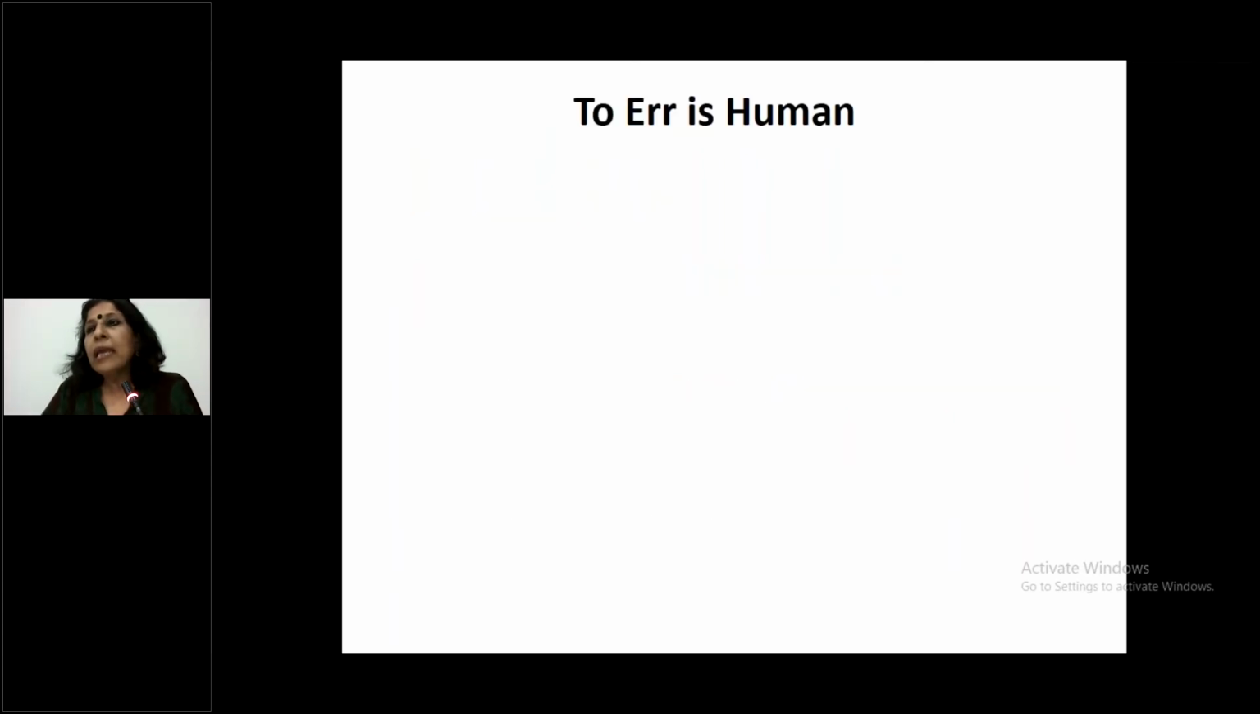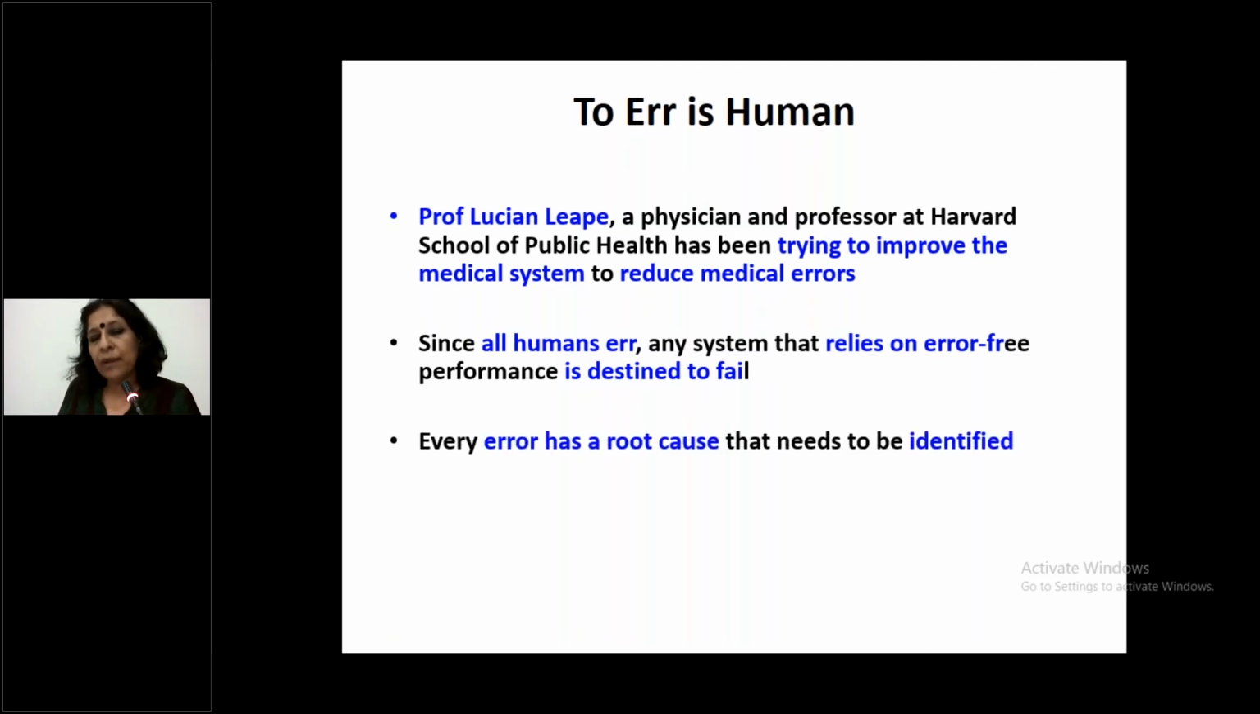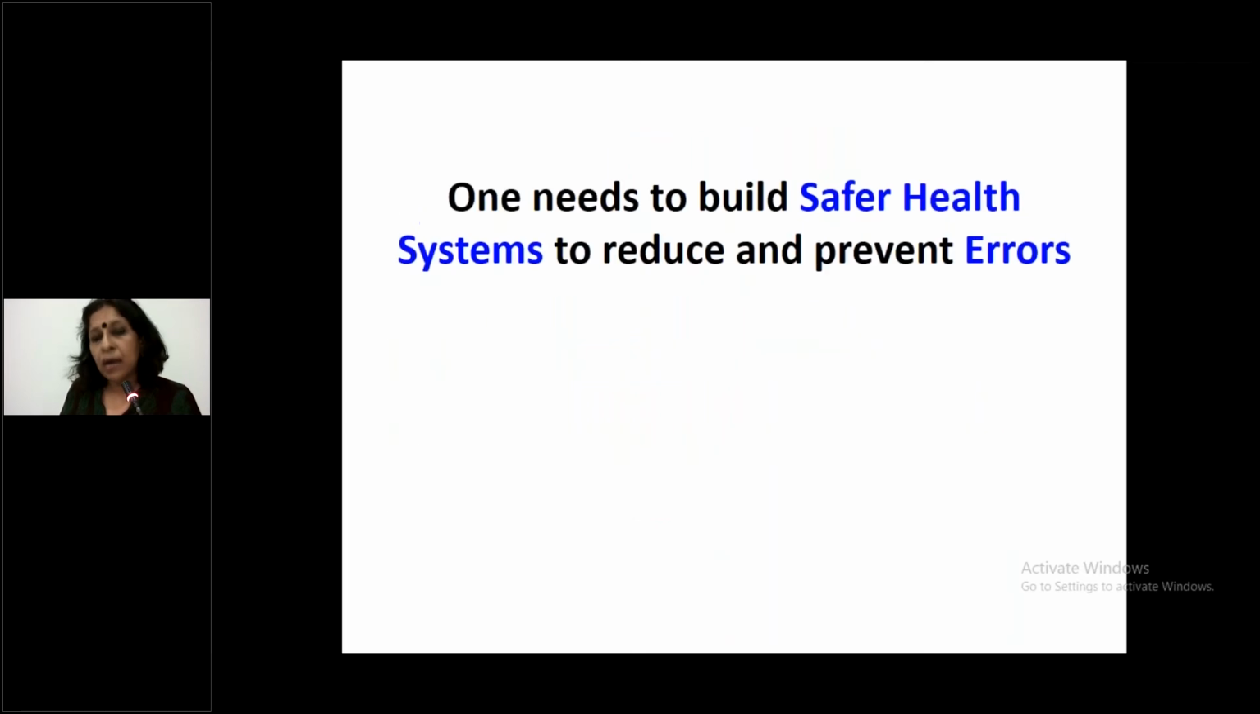So in 1999, there was a paradigm shift by the Institute of Medicine declaring that to err is human. How to decrease those errors is the whole point here. So we have to make systems in such a way that if there is an error, there is a system which checks human error at all points so that it is intercepted before the patient undergoes any harm. So every error will have a root cause which needs to be identified. One unwillful error will be a miss. However, repeated errors, the fact that we are not getting into the root cause and not identifying it, are criminal. So we need to build safer health systems to reduce and prevent errors.